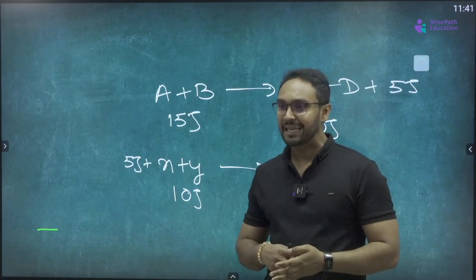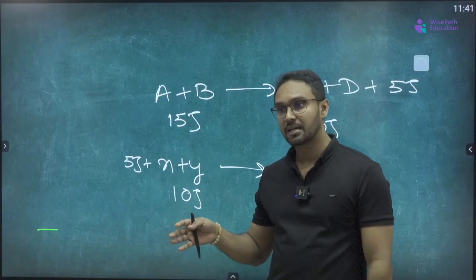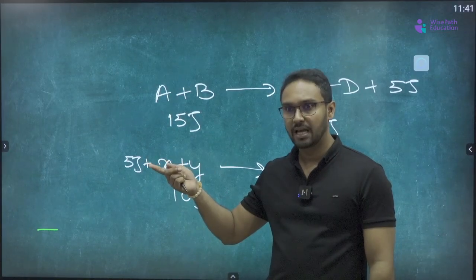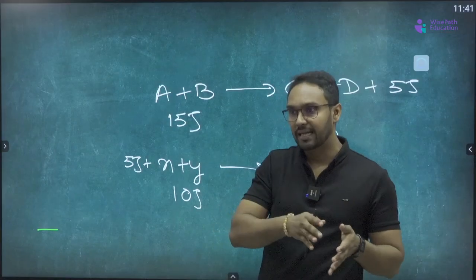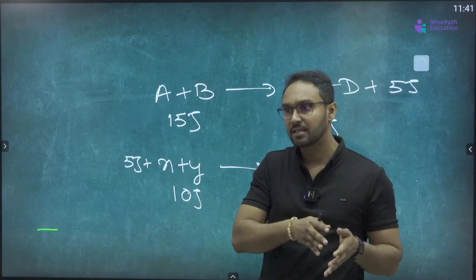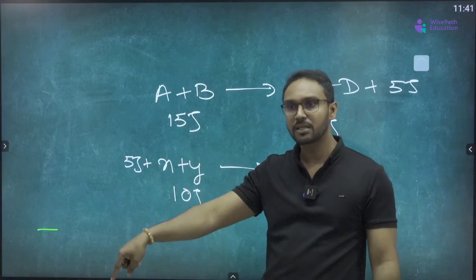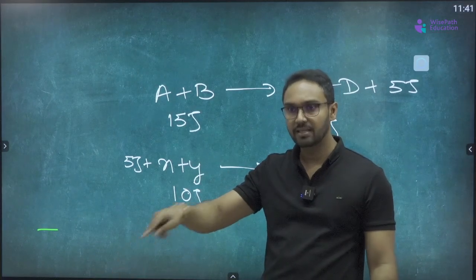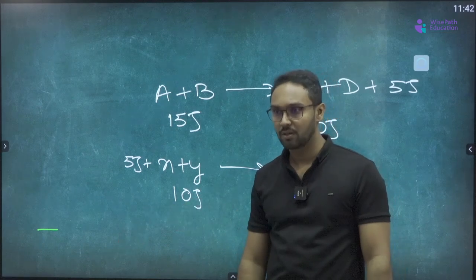So now in an exothermic reaction, the reactants have higher energy and the products have low energy, because the higher energy which the reactants had was released to produce the products. That is why the reactants have a greater energy and the products have a low energy.